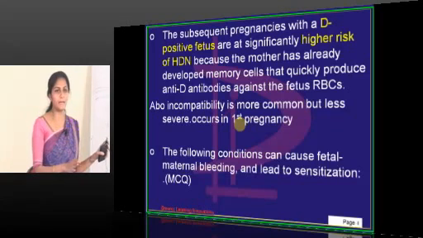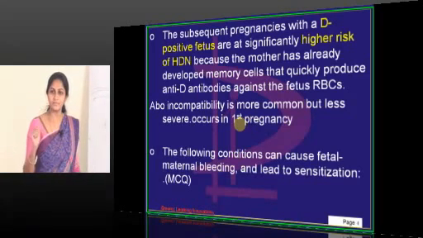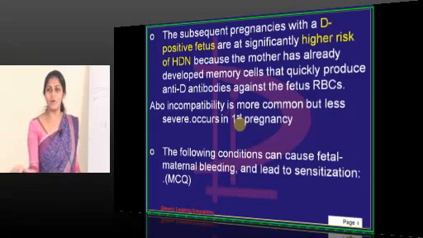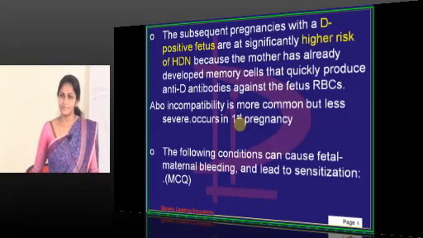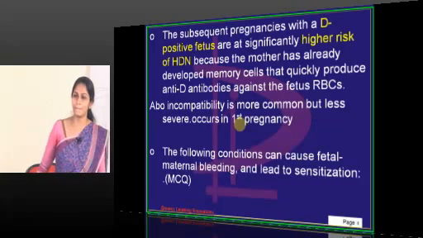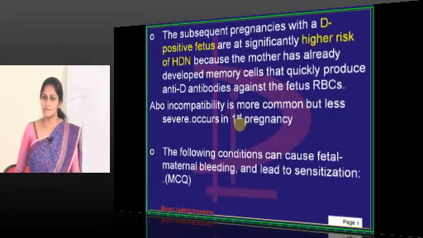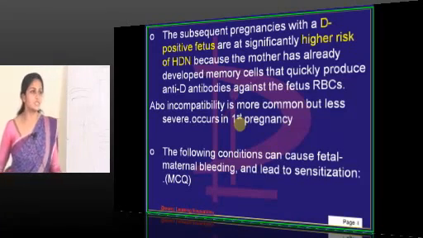So ABO incompatibility, what are all the differentiating points? Differentiating points between ABO and Rh. Yes, the first pregnancy is affected in ABO. Next. Any other differentiating point? Which one is more severe, Rh or ABO? So Rh is more severe. Okay.